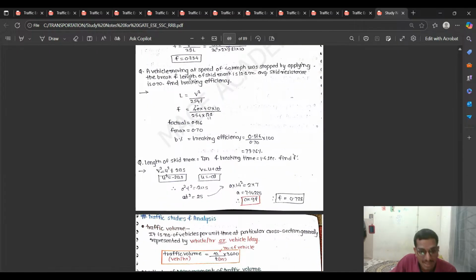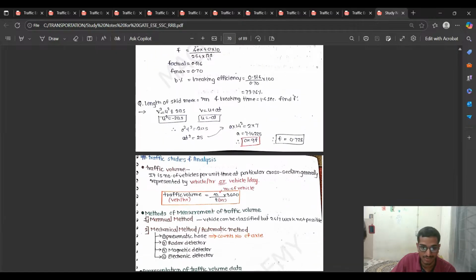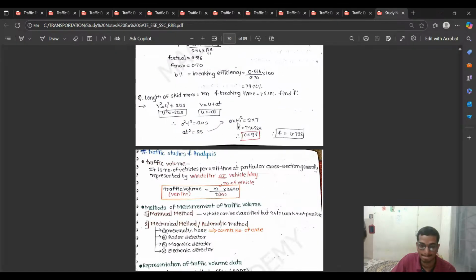The length of a skid mark is 7 meters and braking time is 1.4 seconds. Then how can we find F? So v square equals u square plus 2as, and so on. So u square equals minus 2as, and from here we can find out F. A is equal to gF, which means F is equal to a by g. We have already found a, and g is equal to 9.81. That's the way to find it.